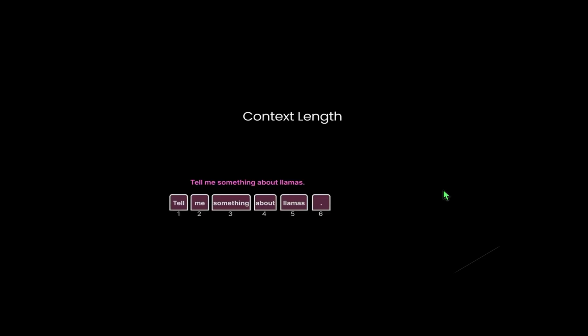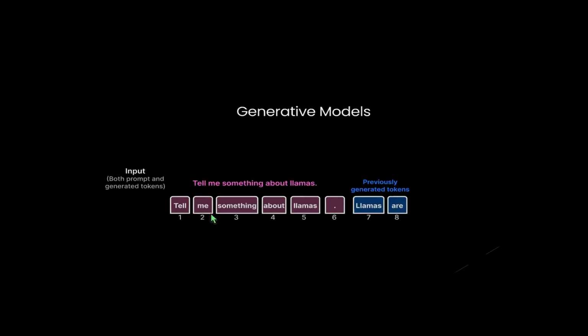In this lecture, we'll discuss two important concepts: context length and the number of parameters in large language models. Let's start with context length. Context length refers to how much text a language model can process at once when generating the next word. In other words, it defines the size of the input the model can consider to produce the following output.